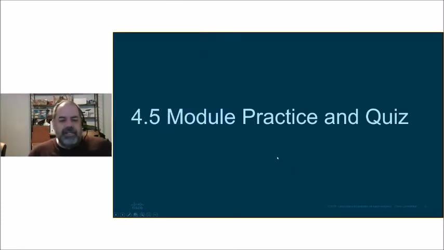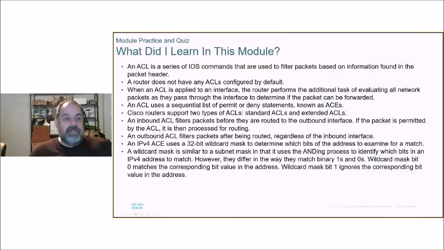Next chapter, of course, is where we actually look at implementing ACLs. It's conceptual in this chapter. So what did we look at? An ACL is a series of IOS commands that are used to filter packets based on information found in the packet header. A router does not have any ACLs configured by default. When an ACL is applied to an interface, the router performs the additional task of evaluating all network packets as they pass through the interface to determine if the packet can be forwarded or dropped.